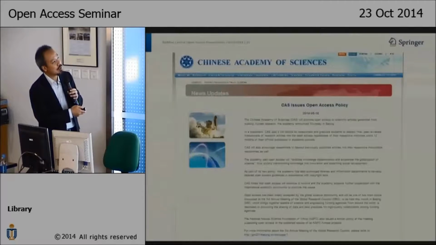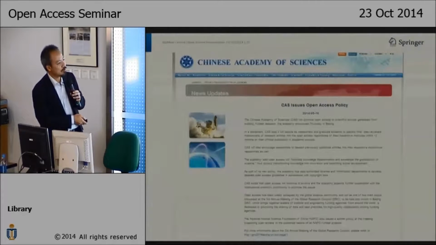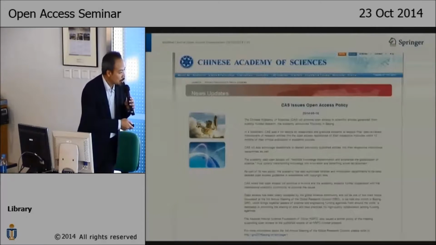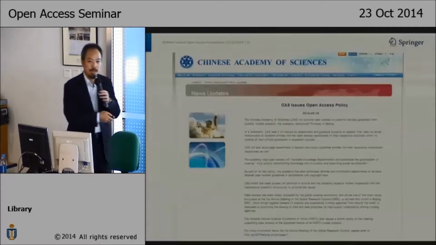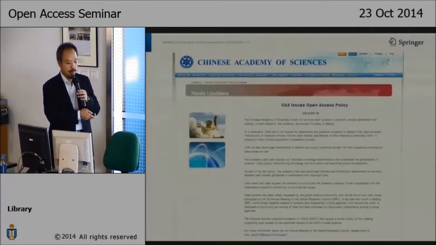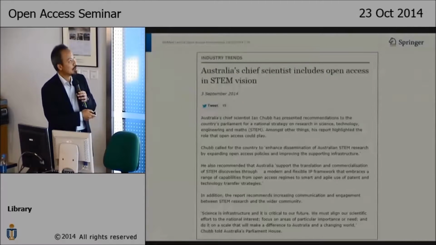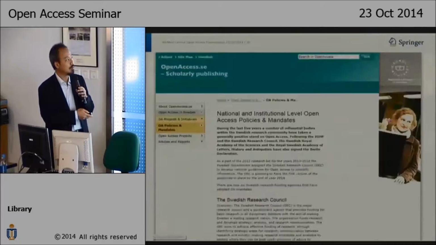This is one of the latest ones from China, CAS, the Chinese Academy of Sciences. They also have an open access policy, even together with the National Natural Science Foundation. They also require all their research papers to be open access. And from Australia, earlier last month, the Chief Scientist will also include open access in the long-term vision as well.